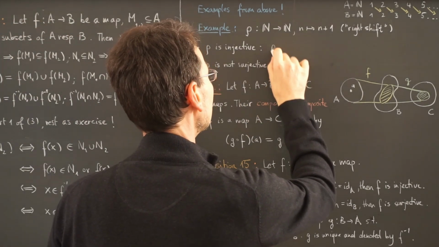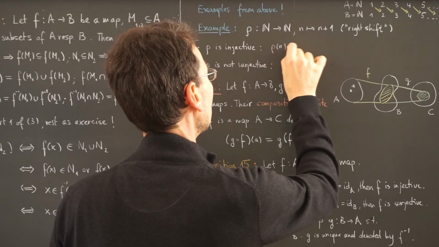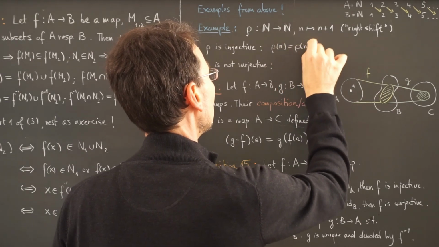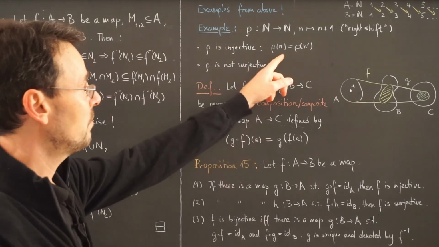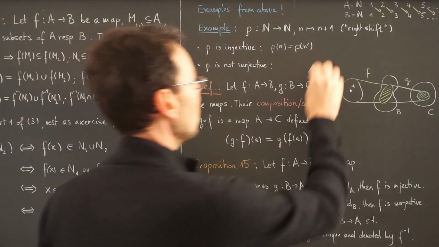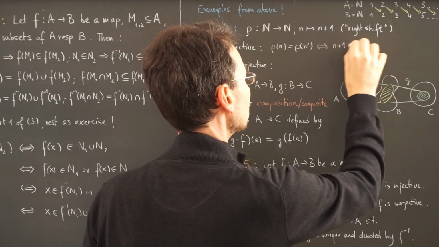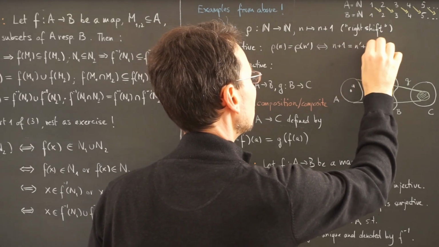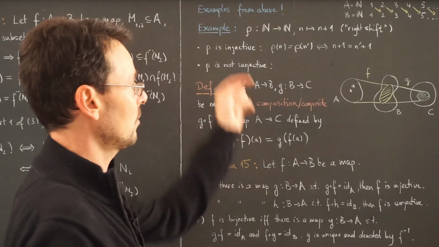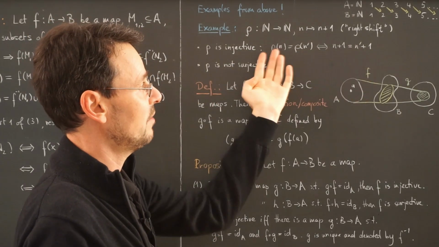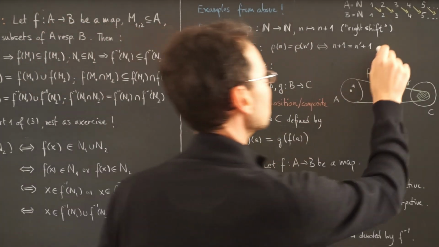So let's assume rho of n is the same as rho of n prime. This means... actually, this implication would be enough, but clearly this is an equivalence.